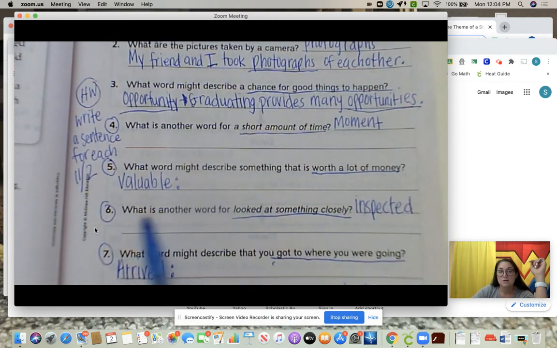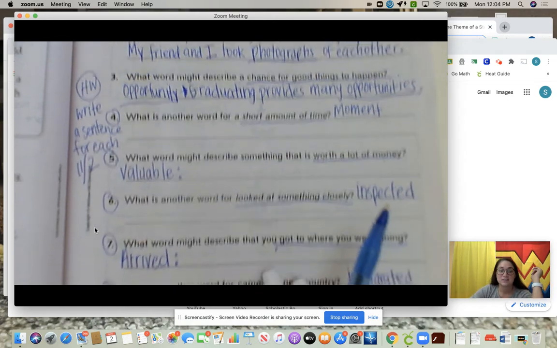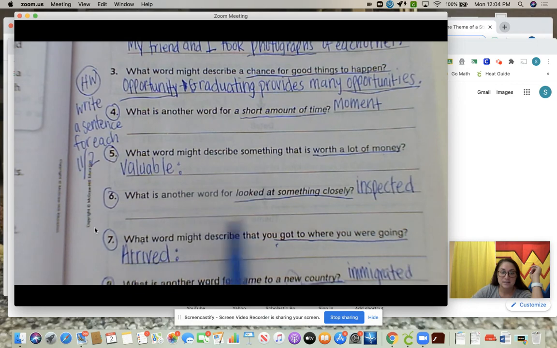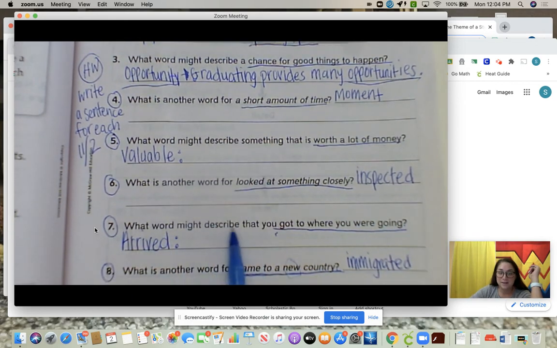Number 6, what is another word for looked at something closely? Inspected. Means you look at it so close. You can even inspect. I don't know, when I see frogs outside, I like to get close and inspect them and look at their spots and their colors. So write a sentence.